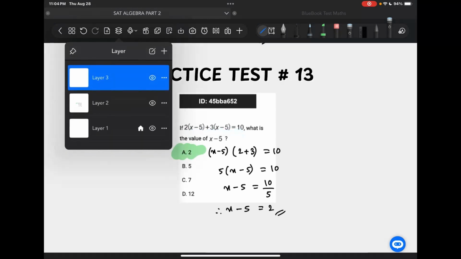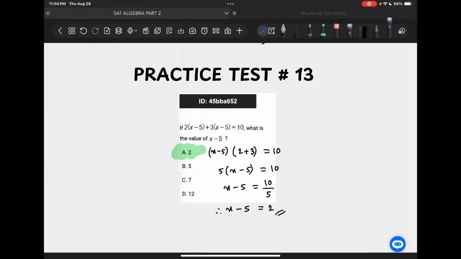You can just do it by hand. Okay, so we are given this equation. So we know x minus 5 and x minus 5 is the same, so we can take it as a common factor. And then we're left with 2 and 3. So 2 plus 3 equal to 10.